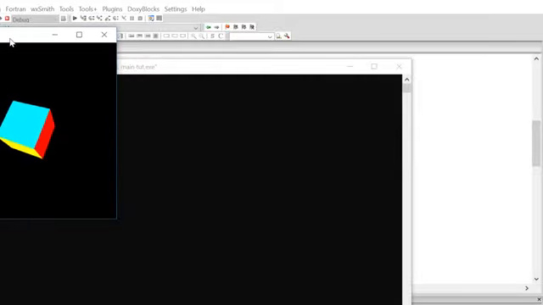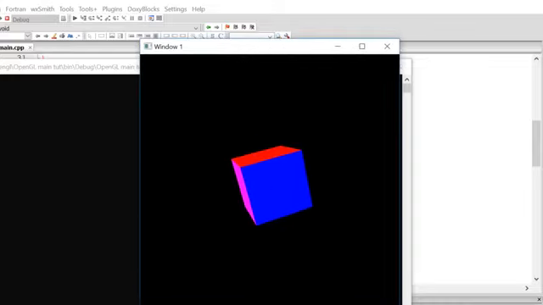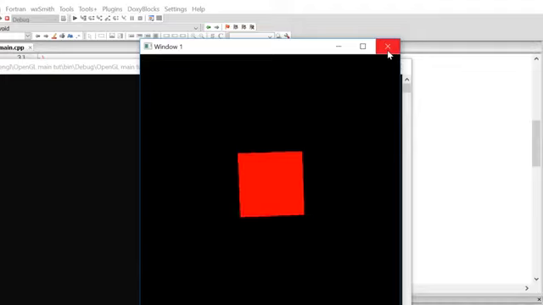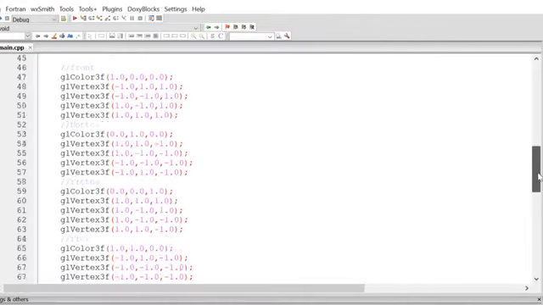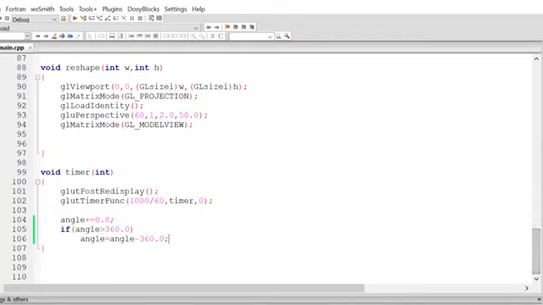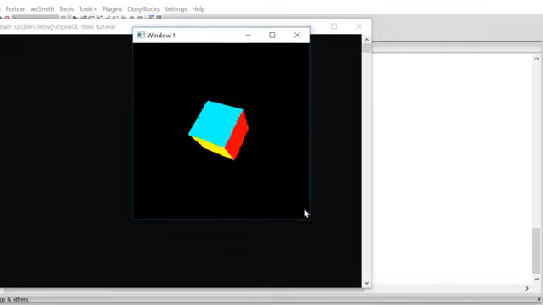So you can clearly see the cube is now rotating. The speed might appear quite slow. I'll try to increase the speed a bit. I'll make it 4 times. I'll multiply this by 4. Now I'll build and run it. You can clearly see that the speed of rotation has increased.